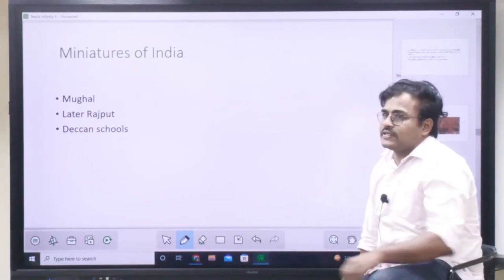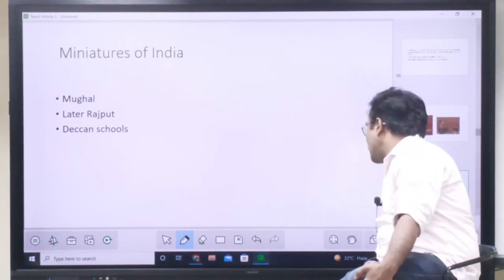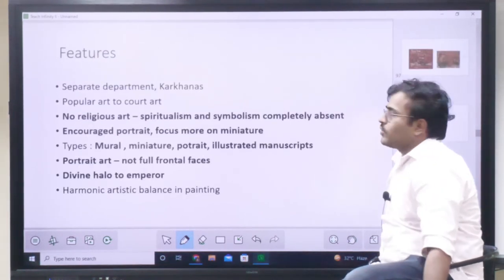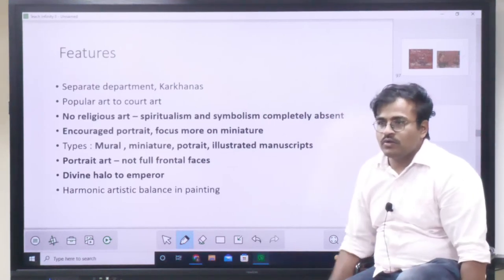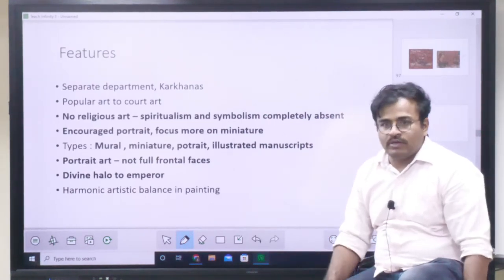Now we are going to discuss the last topic for today, that is the Mughal painting tradition. Tomorrow we are going to continue with the Rajput painting tradition also. And I'll give the next handout also in prayer.